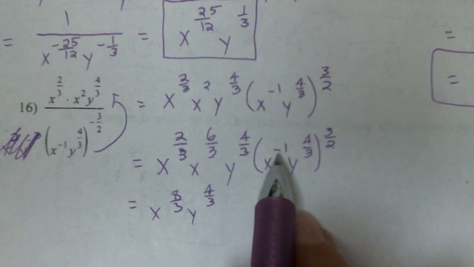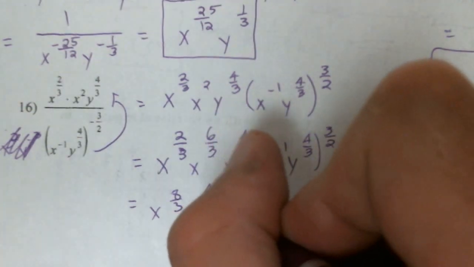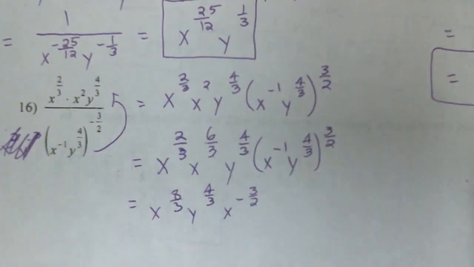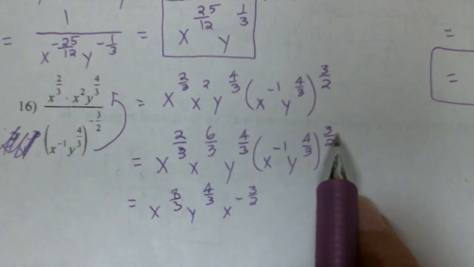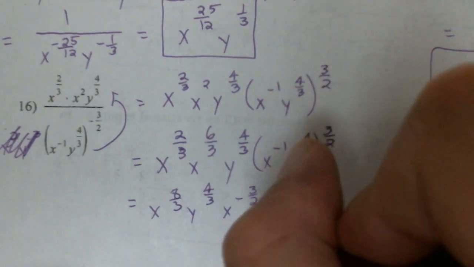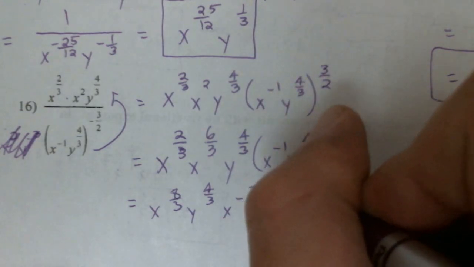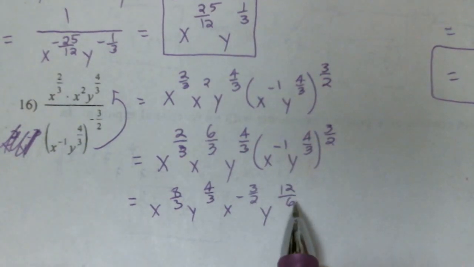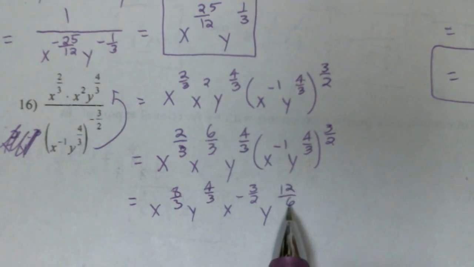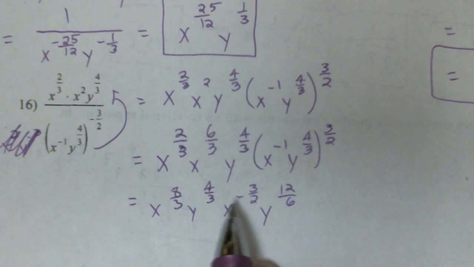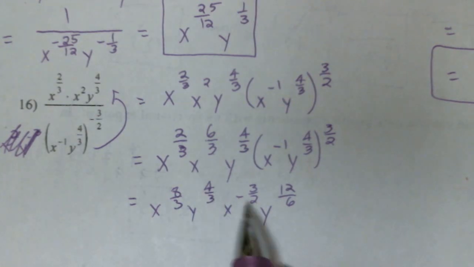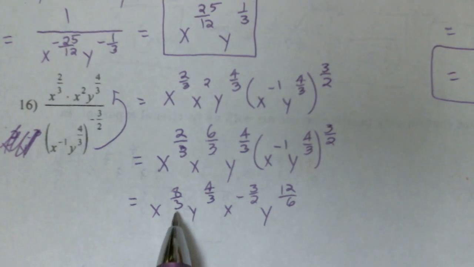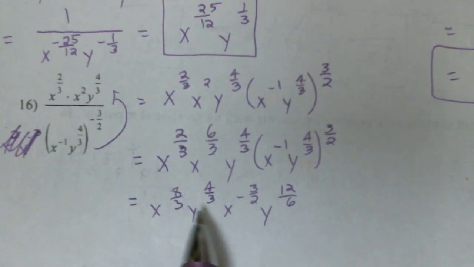All right, so here I'm going to multiply -1 times 3/2. That gives me x to the -3/2. And then I multiply the 4/3 times 3/2 for the y. So that's going to give me 12/6, which of course we know is just 2. I'm actually going to leave that. Now if you wanted to write a 2, you could, but I'm going to leave that because I'm going to have to get a common denominator of 6 anyway if I leave it like this, so maybe that's a little bit easier. Okay, so now for the x's, I need a common denominator of the 3 and the 2.